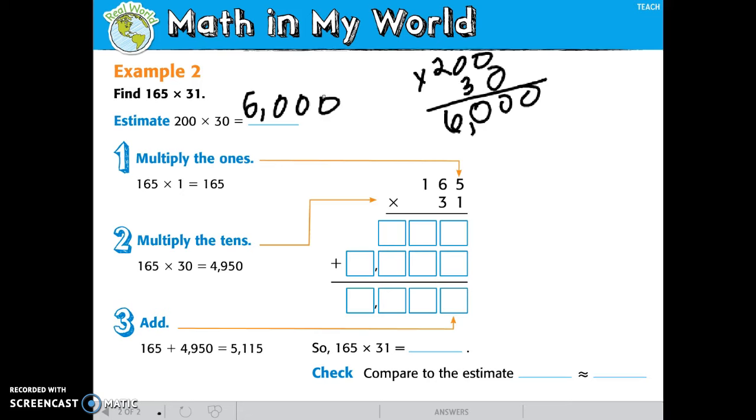All right, step 1 is to multiply the ones. 1 times 5 is 5. 1 times 6 is 6. 1 times 1 is 1.